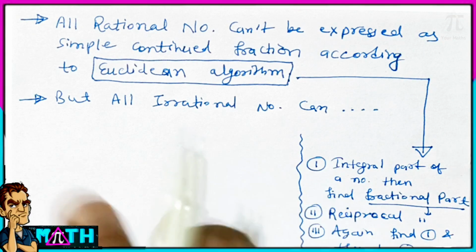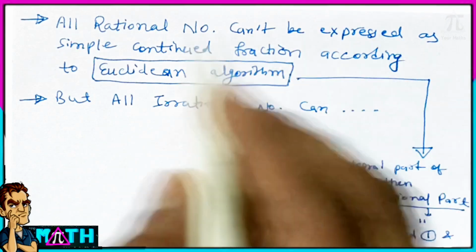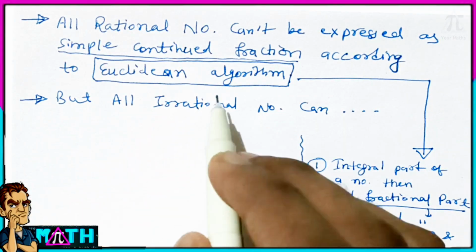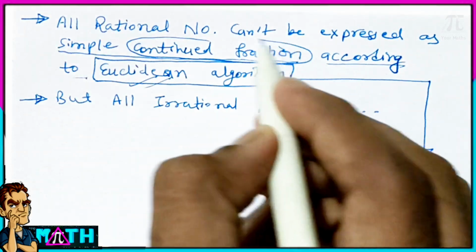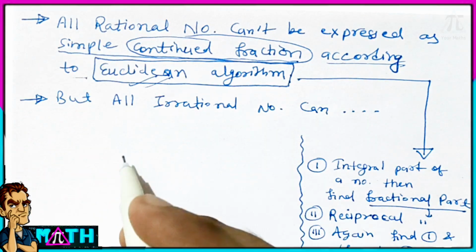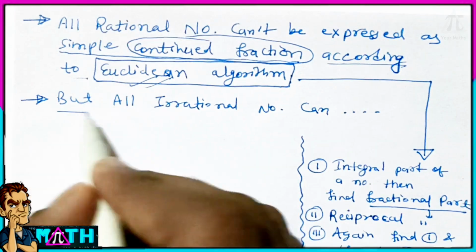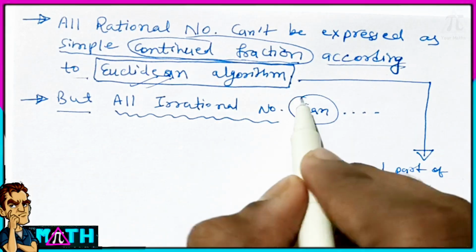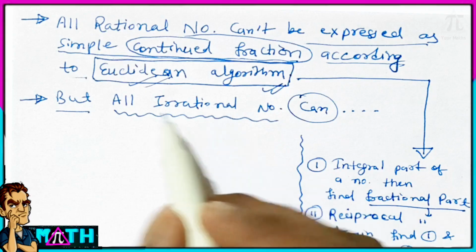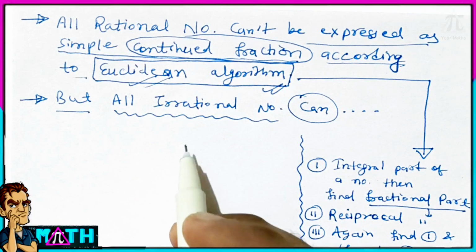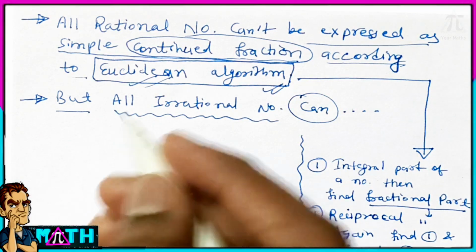Now let's understand the first point: all rational numbers can't be expressed as a simple continued fraction according to the Euclidean algorithm. Now what is a continued fraction? First of all, let's understand the second point: but all irrational numbers can be expressed as a simple continued fraction according to the Euclidean algorithm. Now what are all these things? Let me explain with examples.